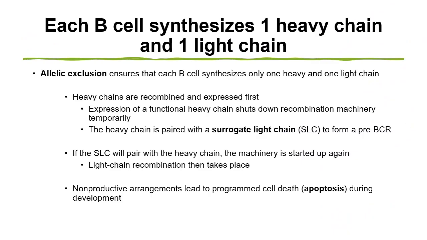Right. Each B cell is going to make one heavy chain and one light chain, and only one. There's a reason for that. It's called allelic exclusion. And this means that only one of the two alleles, only one of the two chromosomes gets used. That is, gene copies from only one of the two chromosomes in a pair.